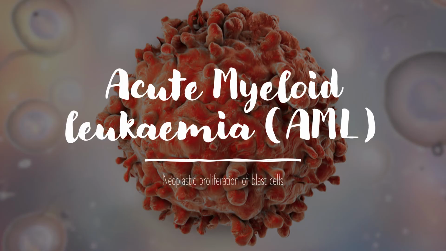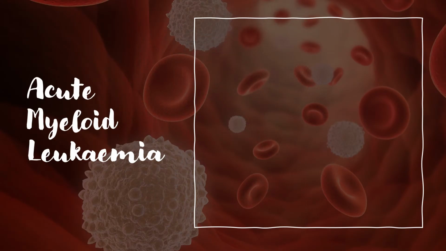Okay, we're finished with ALL. Let's move on to acute myeloid leukemia, which, like ALL, is an acute process, so there's less differentiated cells, but this time it's involving the myeloid cells. This is the neoplastic proliferation of blast cells. So, AML is the most common leukemia found in adults, particularly around 60 to 70 years of age.